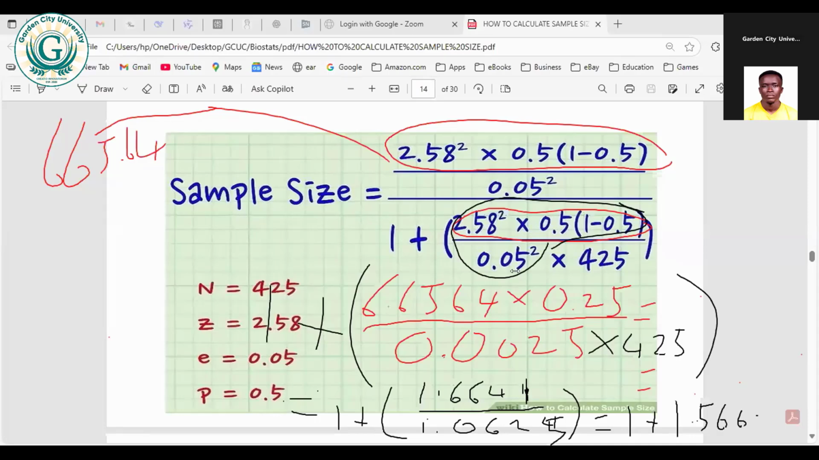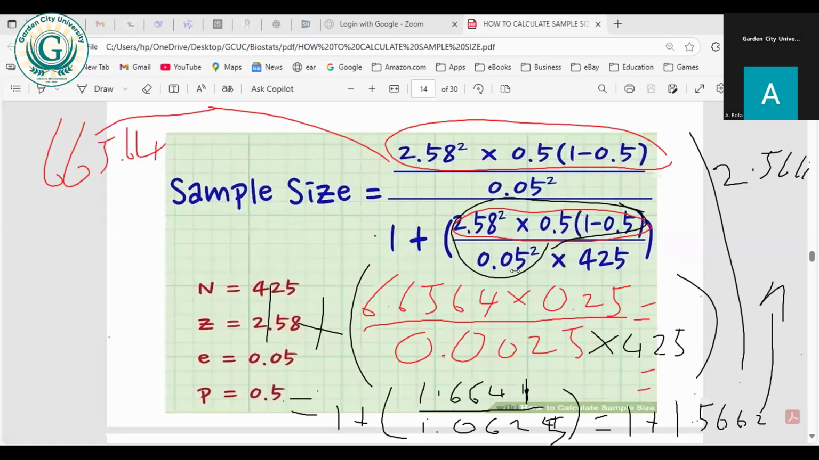Good. So if we add them, now we are moving to this side. Please, we are moving to this side. If we add 1 plus 1.5662, that will give us what? 2.5662. Good. So it means that everything here, that's the answer.